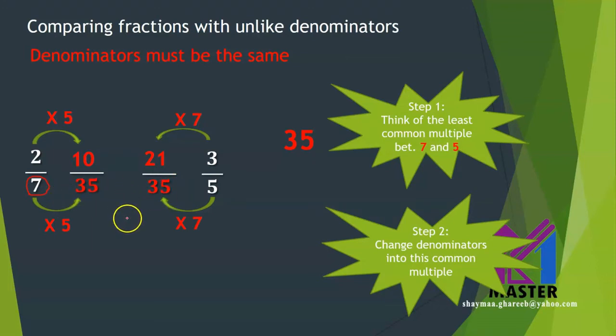Can I compare now? Yes. I will look at the numerators and compare. This is 10 and this is 21. So 10 over 35 is smaller than 21 over 35. So the first fraction, which is 2 over 7, is smaller than 3 over 5. And please, when you compare fractions, don't use the butterfly method because it's not recognized by Cambridge.